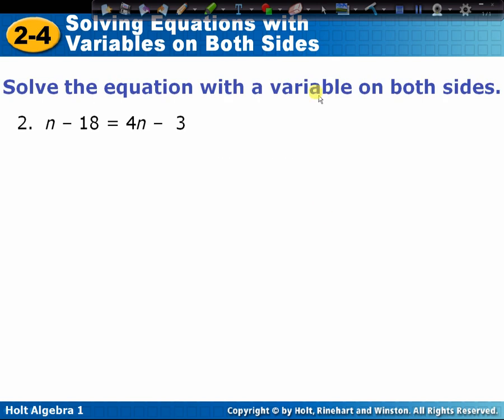All right, for our first example, you'll have to bear with me. I'm using a new pen here. Write down the problem. This is number 2. n minus 18 equals 4n minus 3.